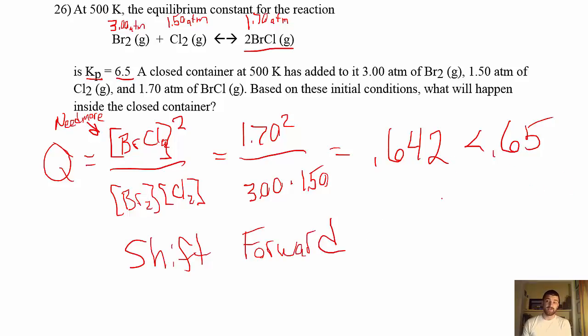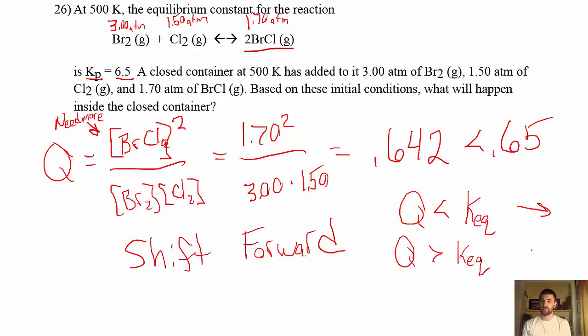Because the Q is less than. So Q less than KEQ, we're going to have to go forward. Q greater than KEQ, you're going to have to shift to the left. And if Q equals KEQ, you're at equilibrium.